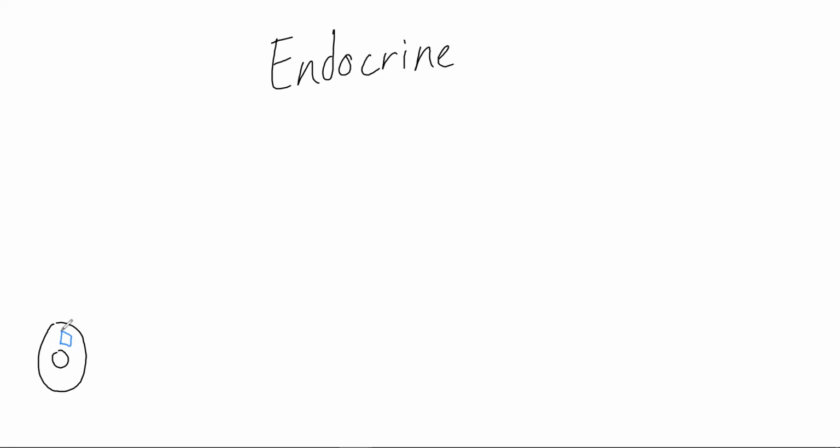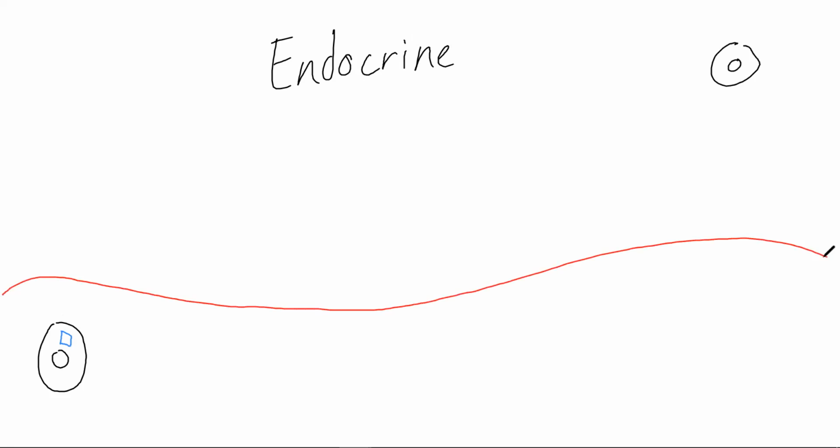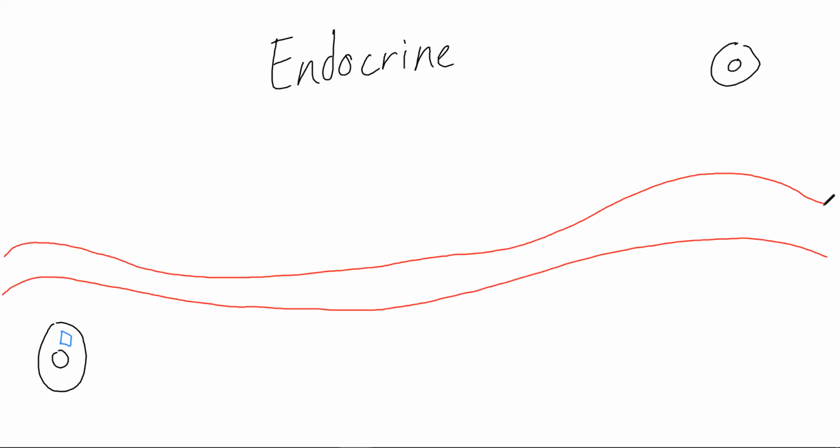But it wants to send its message to a cell over here. And coincidentally, there happens to be a very neat highway for it to use. What is this? The endocrine system? Yes. Or, in this case, I drew it in red. It can be the endocrine system, or it can just be a blood vessel or a vein. Right? Because that's where things go.